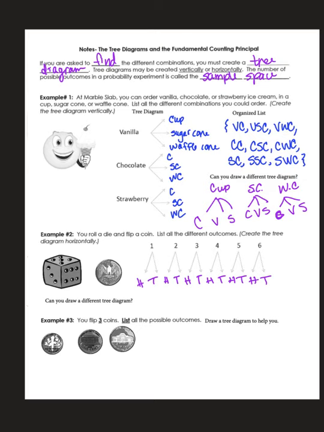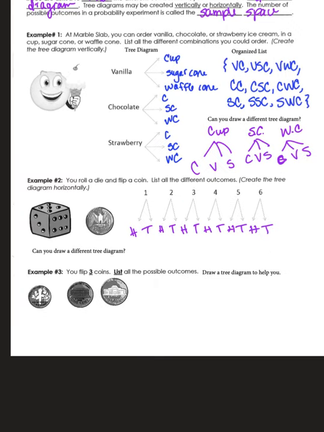Now let's look at example number 3. You flip 3 coins, list all the possible outcomes, and draw a tree diagram to help you. So we're going to start by drawing a tree diagram. With the first flip, I'm going to flip my first coin, and I can get a heads or a tails. Now I'm going to flip it again. If I get a heads, I'm going to flip my second coin, and I can get heads or tails. Same thing if my first coin's tails, my second coin I can get a heads or a tails.